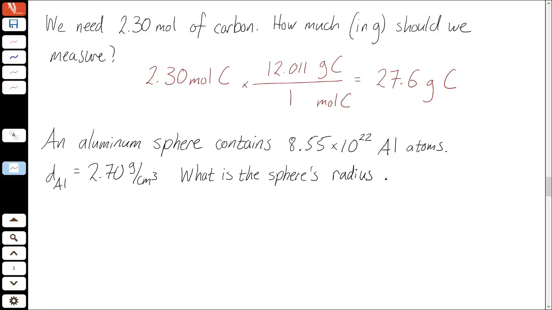What is the sphere's radius in centimeters? Give me a second to get that down.